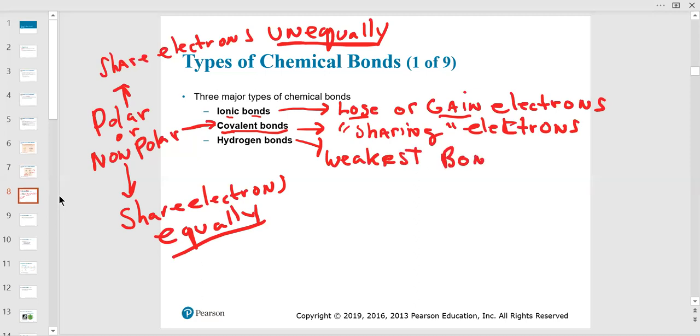And there's no sharing, there's no losing and gaining. This is just an attraction, we'll say. I think that's the best way to explain it. Attraction of what? Of positive to negative, depending on the molecule.